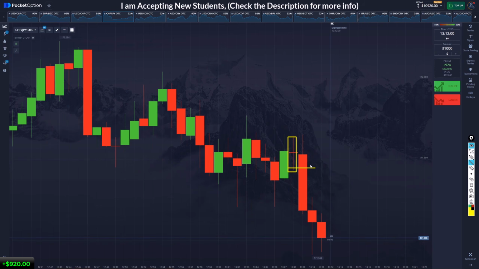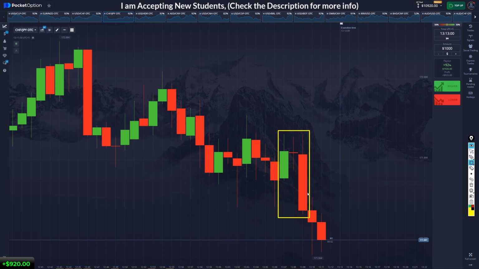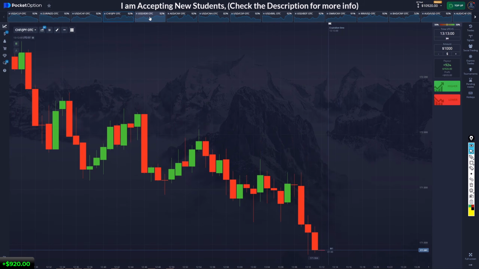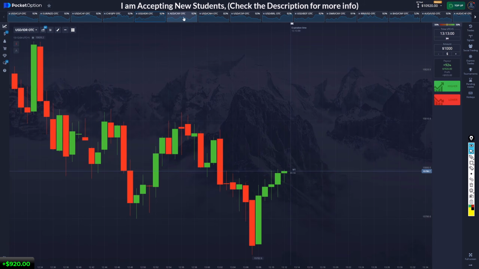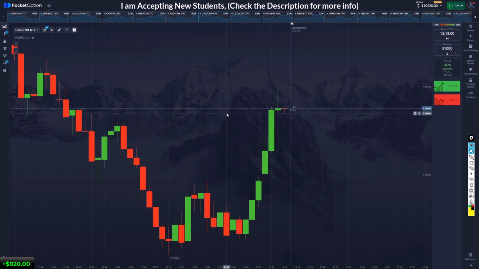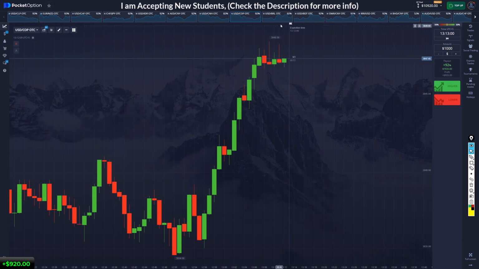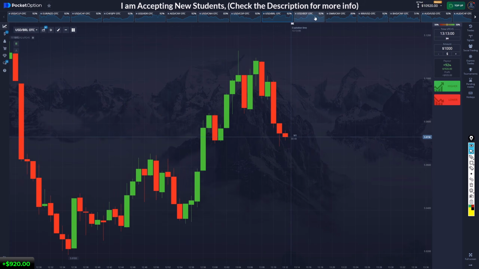For example, this one, it was a doji break, it was a morning star pattern, you know. We already got the setup, and we optimized our entry using the common point of rejection. Let me look for other opportunities.